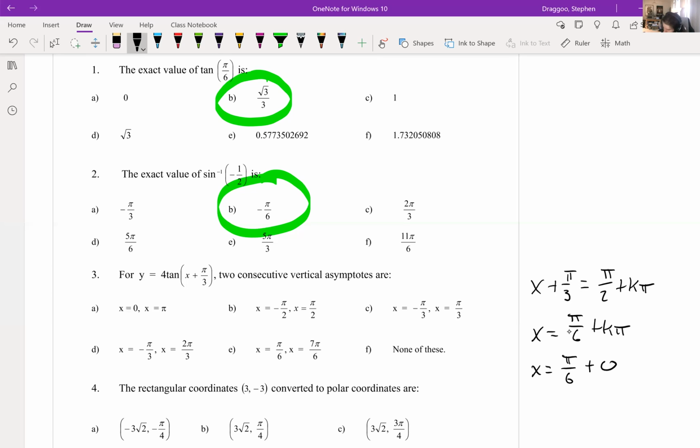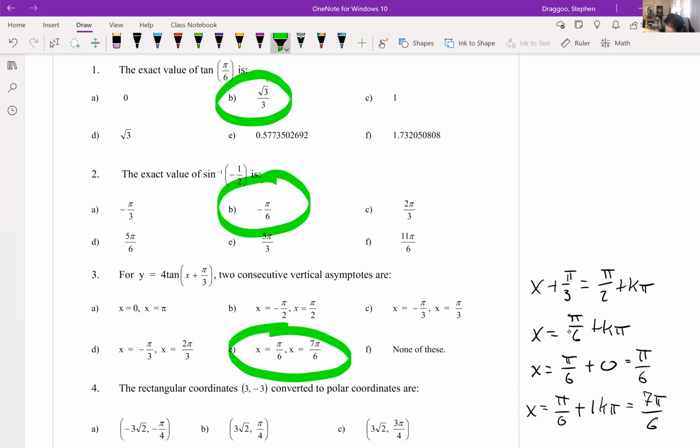Okay, so pi over 6 plus 0 is going to be pi over 6. And then we'll take pi over 6 plus 1 k pi and get 7 pi over 6. So option E.